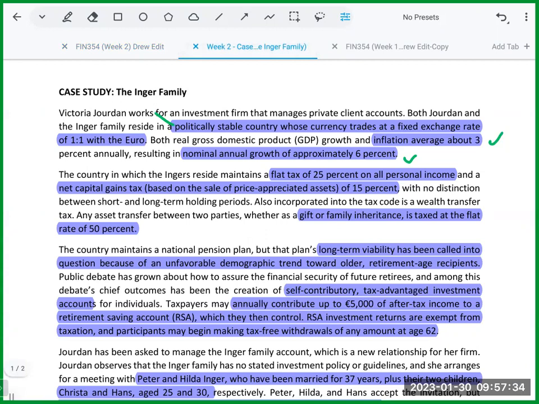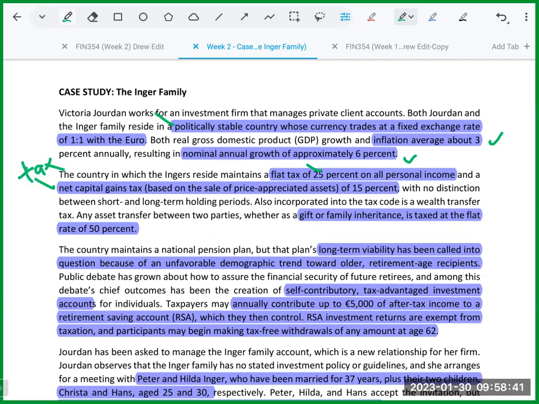All right, so they say that the country in which the Inger family resides maintains a flat tax rate of 25% for all personal income, and a net capital gain tax of 15%. For this point, I want to highlight that this might be under the IPS component of tax. You notice that the income tax is much higher than the net capital gain tax, right? If you are the financial or portfolio manager, you might want to channel more of the Inger family income towards the capital gain area rather than income tax, because you can help optimize the Inger family's tax. Remember we talked about tax optimization in the last lecture, so this is important to take note of. So this is on tax.